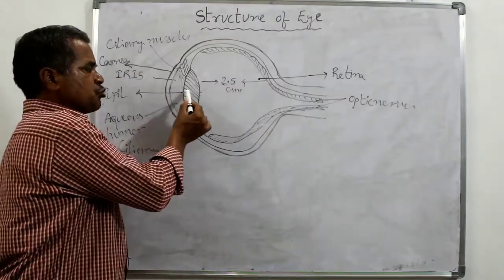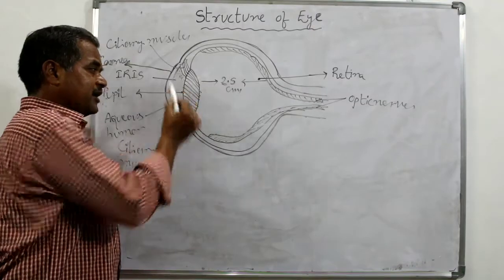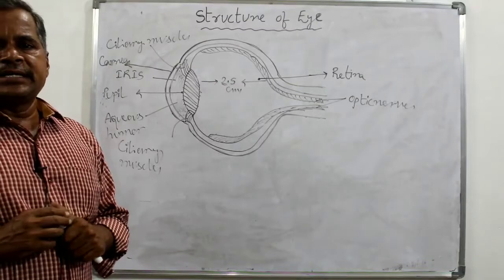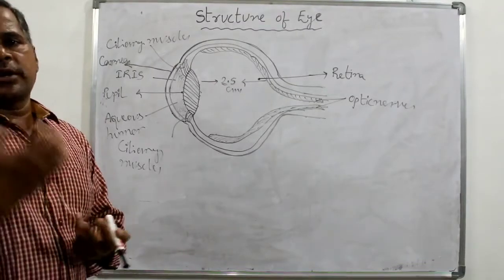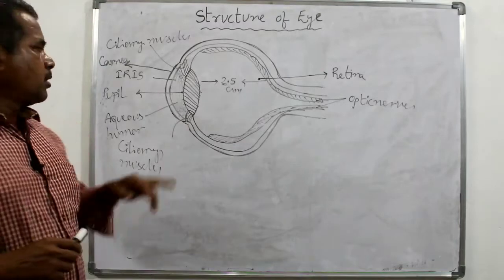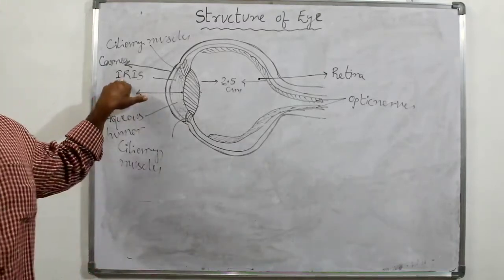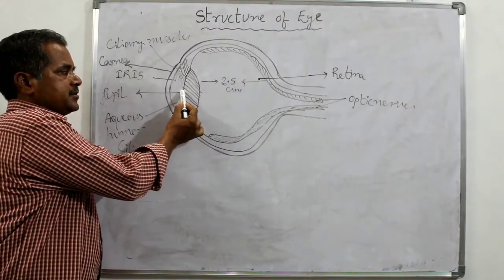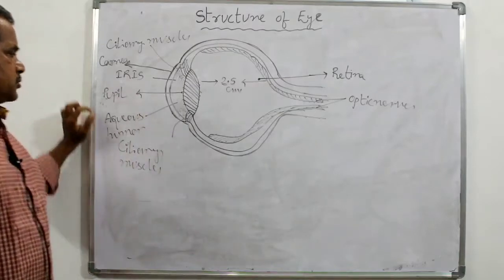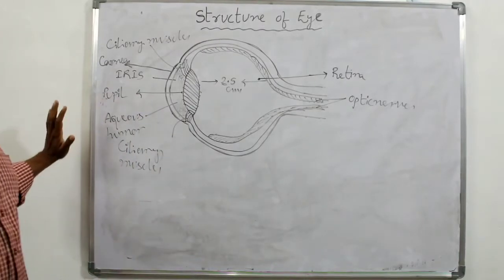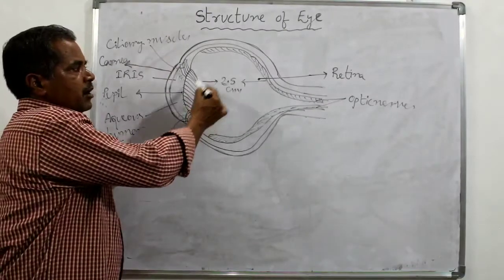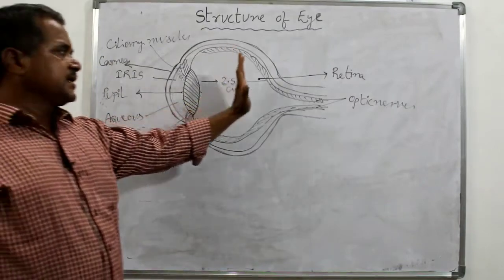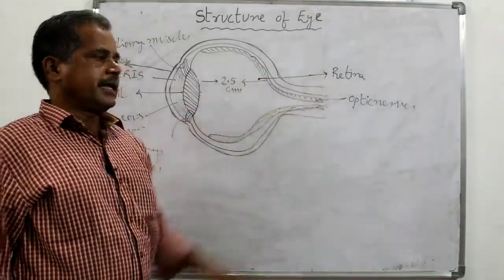Between the aqueous humor and the eye lens, one colored muscular diaphragm exists. That is called the iris. At its center, one hole is there. That hole is called the pupil. Behind the eye lens, at a distance of 2.5 centimeters, one screen exists. That screen is called the retina.